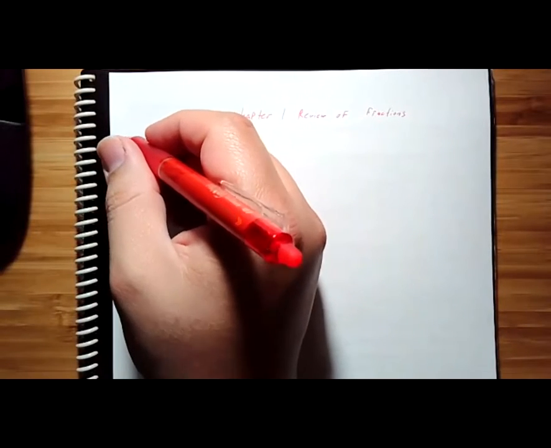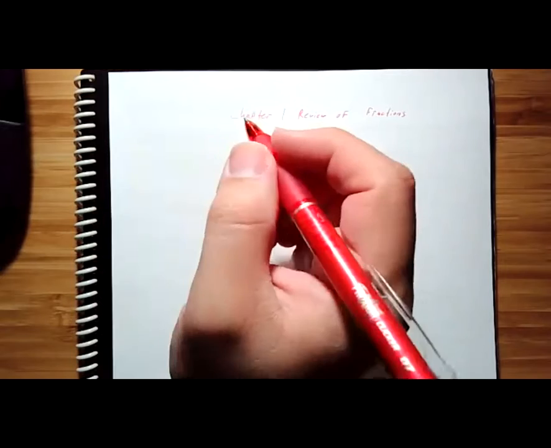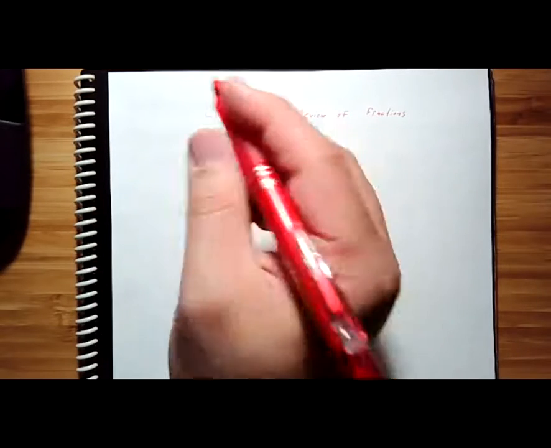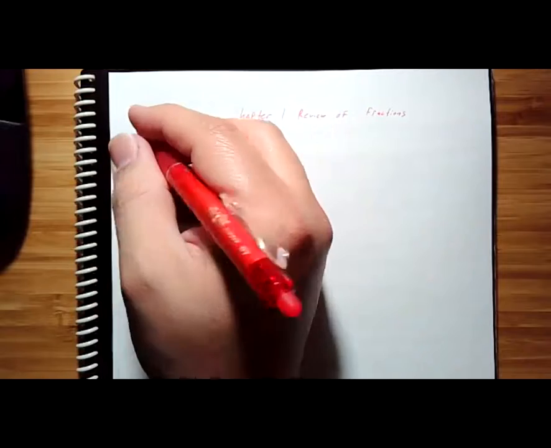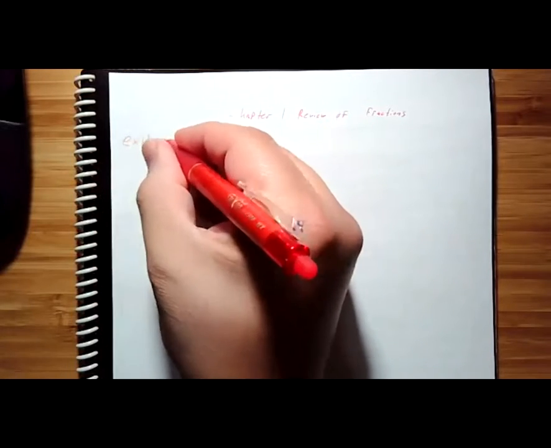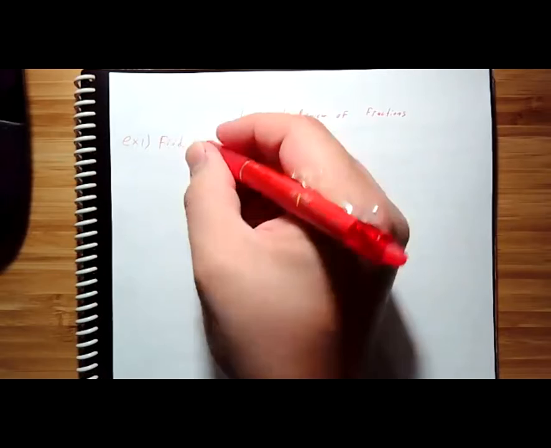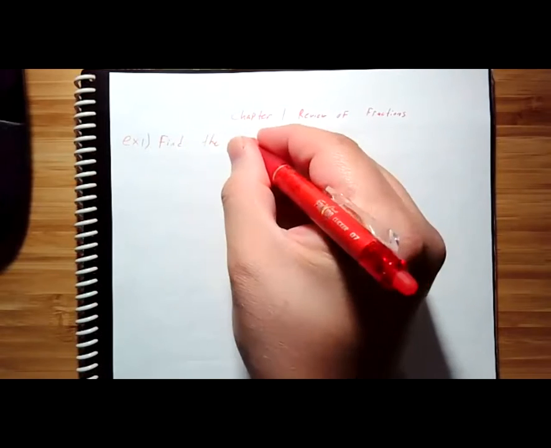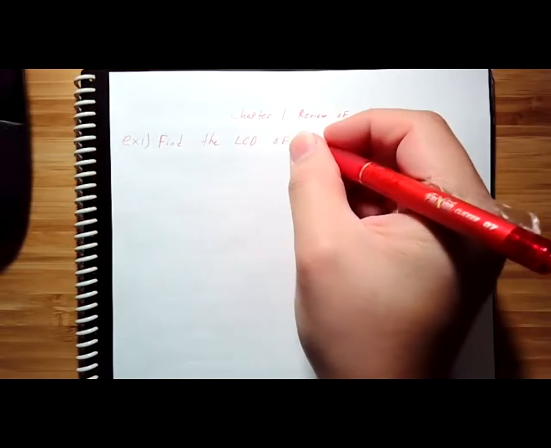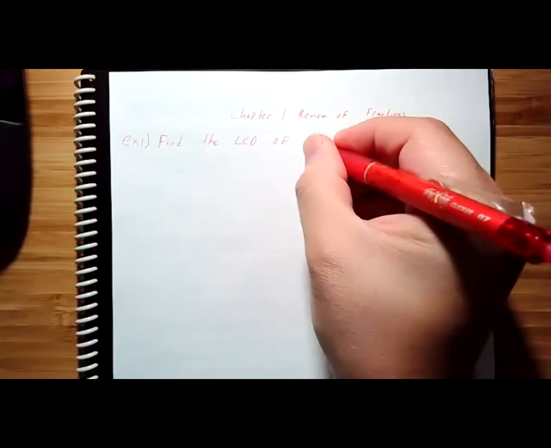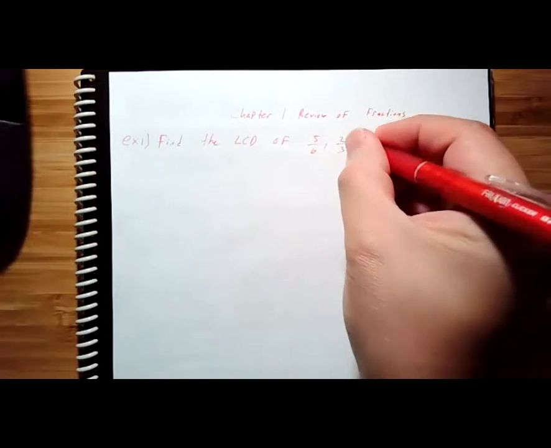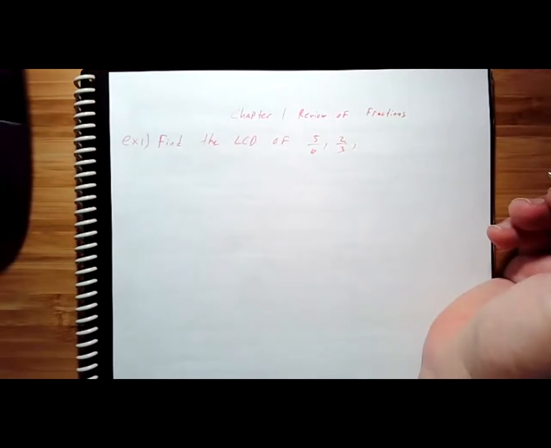So the hardest ones are to add and subtract fractions. In order to do so, you need to find the LCD. So before we do any actual work, let's find the LCD of the following: 5/6, 2/3, and 3/4.